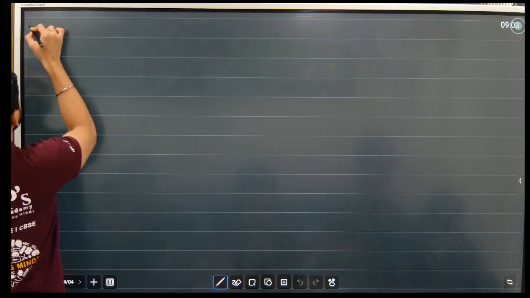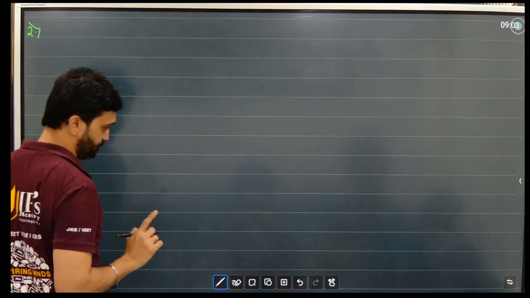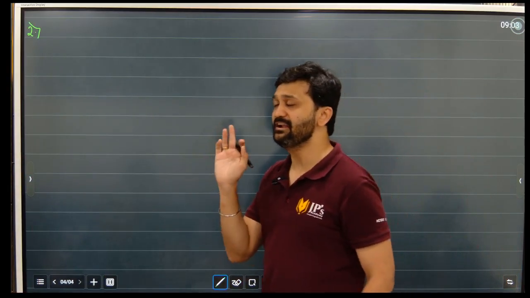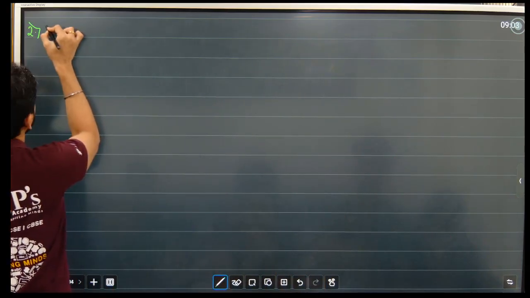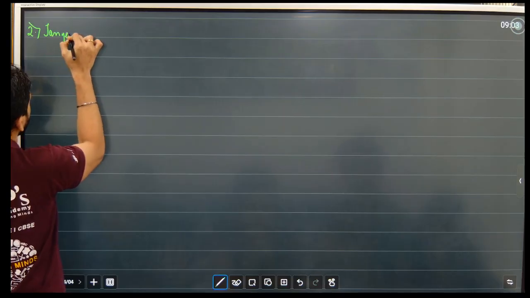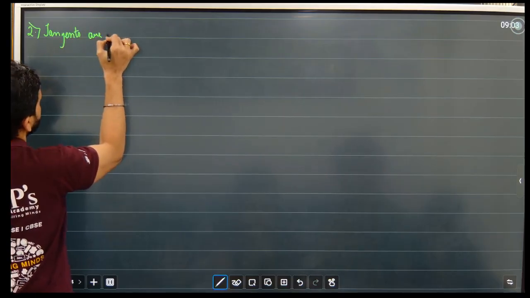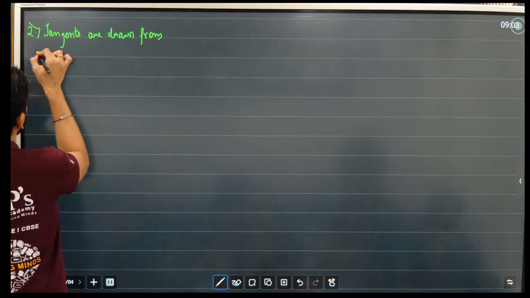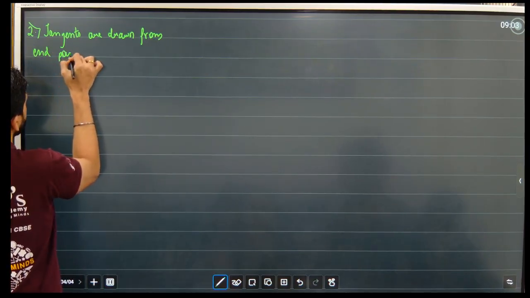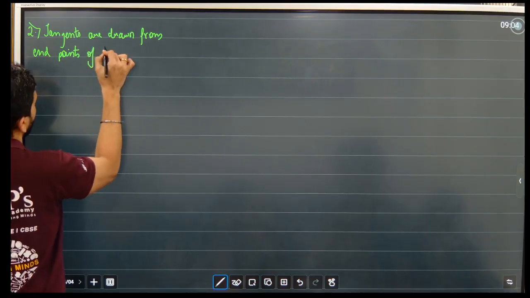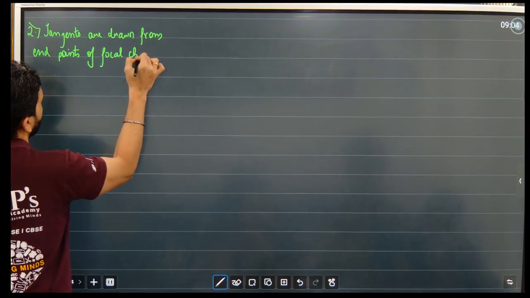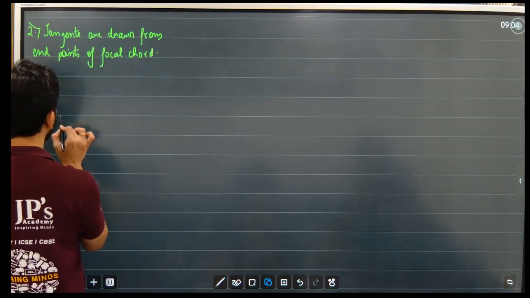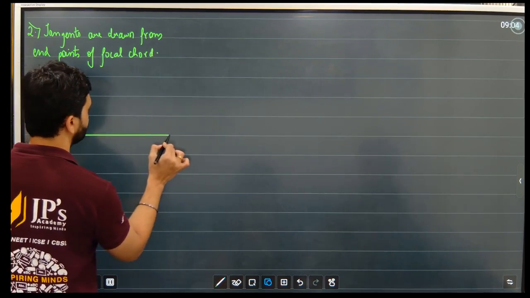What will happen if tangents are drawn from the end points of a focal chord? Please try to understand this. Tangents are drawn from the end points of a focal chord.